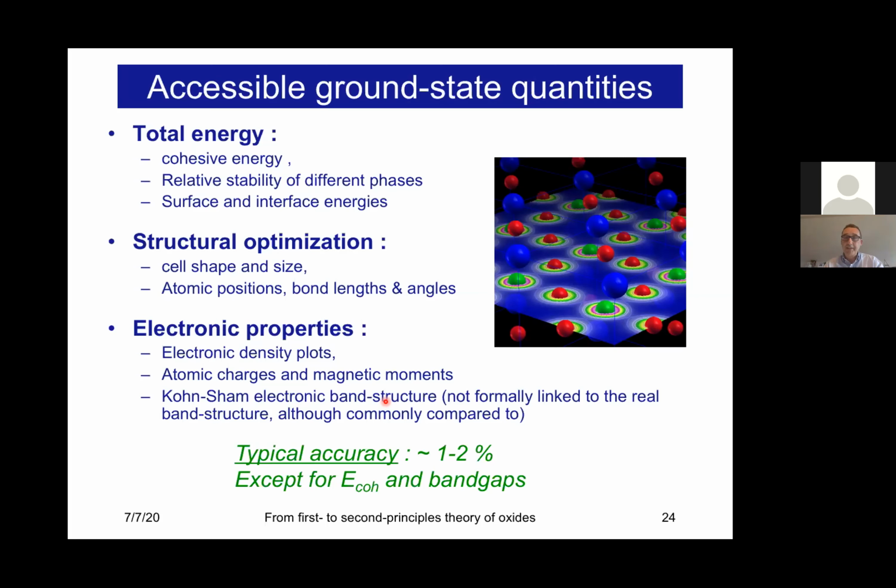But in practice, it's common to look at the Kohn-Sham electronic band structure because it already features very close to the band structure of the real electrons, the main discrepancy being the band gap that is not properly described due to a discontinuity of the exchange correlation energy that is not properly taken into account in the usual functional. So, for these quantities, typically we acquire an accuracy of 1–2%, except for band gaps and cohesive energy that are usually not good in LDA or GGA.